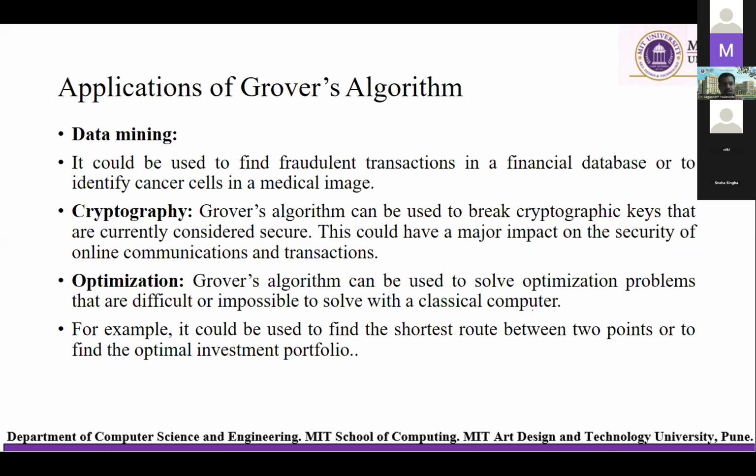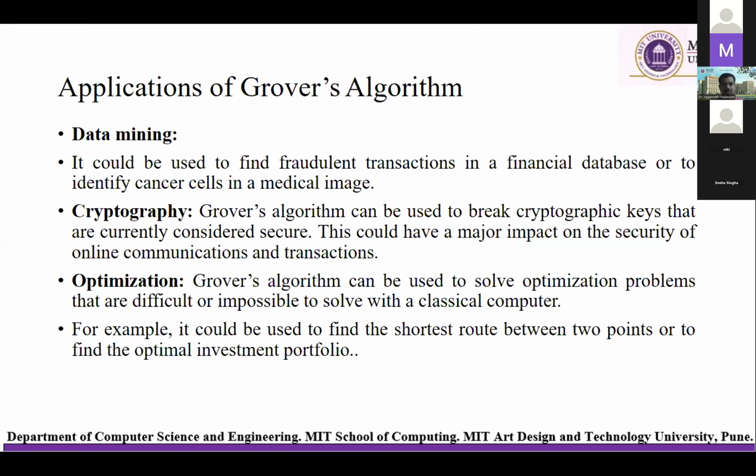So here we can see the different applications of Grover's algorithm. Grover's algorithm is used in data mining. It is used to find fraudulent transactions in financial databases. Also, it can be used to identify cancer cells in medical images. Then we can use Grover's algorithm for cryptography also, to break the cryptographic keys that are currently considered secure. So as I told, in future, because of the quantum computer, this particular message can be easily cracked. This could have a major impact on the security of online communication in the future.